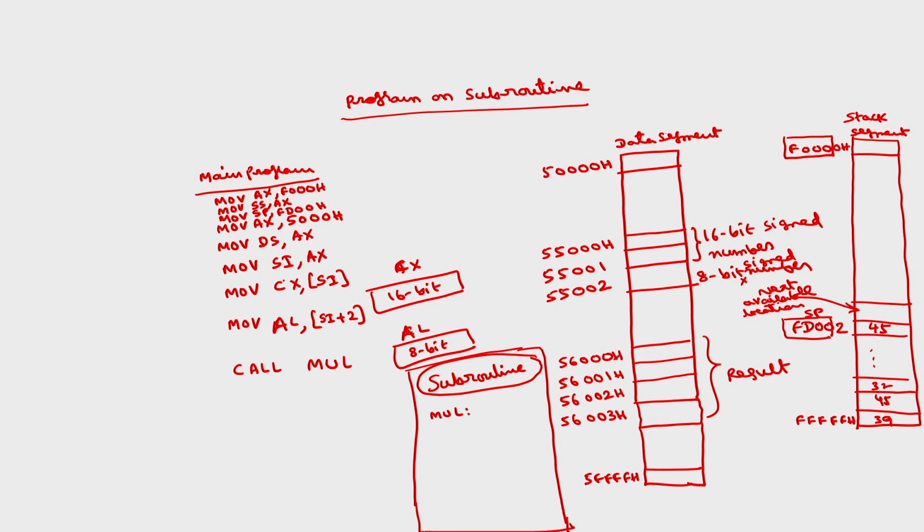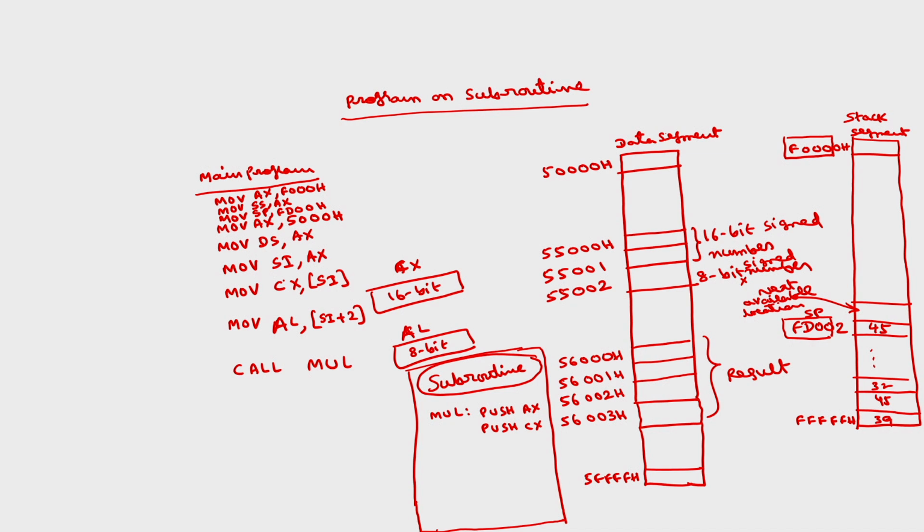So what are the instructions required at the mul subroutine? Because here in the main program we are using the AX register and CX register, we have to first push these registers, because here also you have to use the same registers for the operation of this subroutine. Okay. Then what is to be done here? Just simply multiplication. So the contents of CX have to be multiplied with the contents of AL.